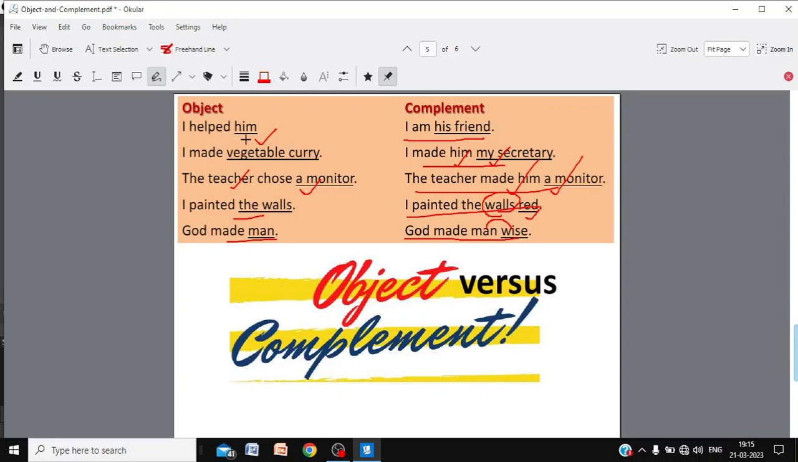With an object, the two different words will refer to two different nouns, but here see, his friend and I are the same person. You are his friend. You and friend are the same person. I made him my secretary. Him and secretary are the same person. The teacher made him a monitor. Him and monitor are the same person. They are not two different persons or two different things. So that's the difference between object and complement.